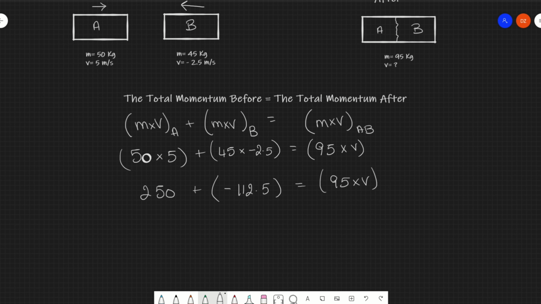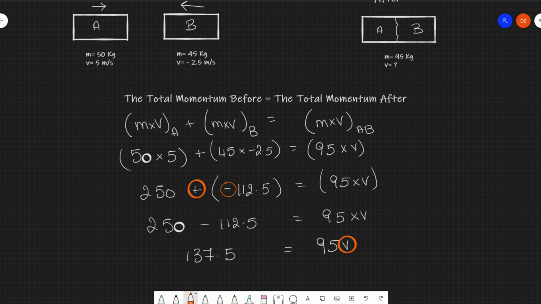You know that a positive and a negative yield a negative, so that's going to be 250 minus 112.5 equals 95 times V. 250 minus 112.5 is equal to 137.5, so 137.5 equals 95 V.